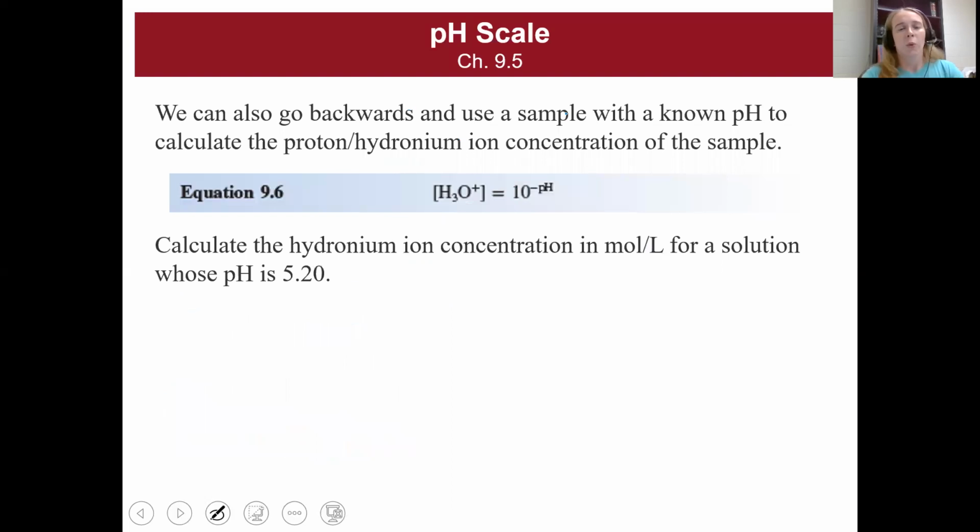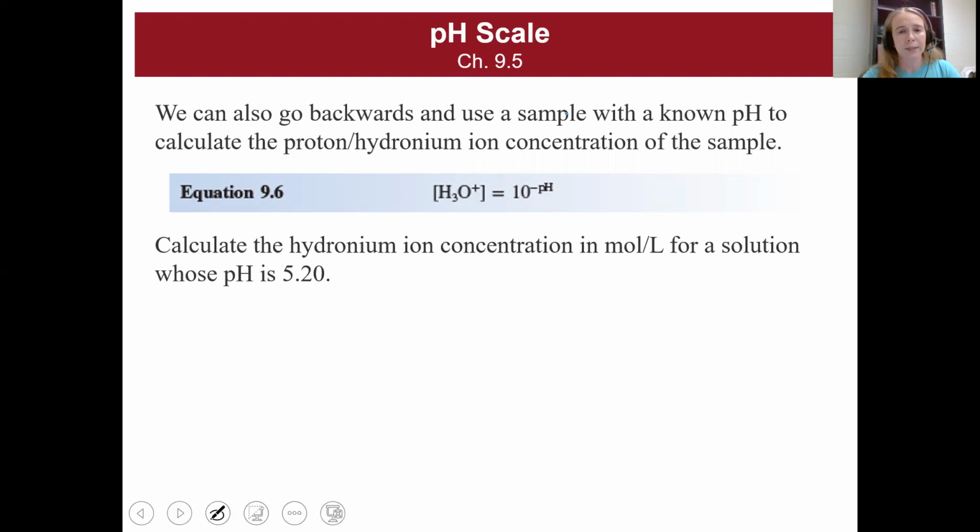Cool. So we can also go backwards and use a sample with a known pH to calculate the proton/hydronium ion concentration of the sample. Sometimes we know what the pH is, and we want to know what the proton concentration is to do some calculations with that concentration, because that concentration gets us to a number of moles, which we put into our stoichiometry problem to solve for different reactions to see how much is produced or how much we started with, whatever. Sometimes we don't know the concentration and we only know the pH.